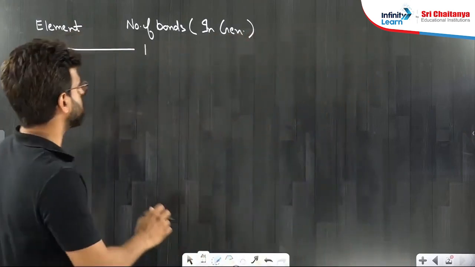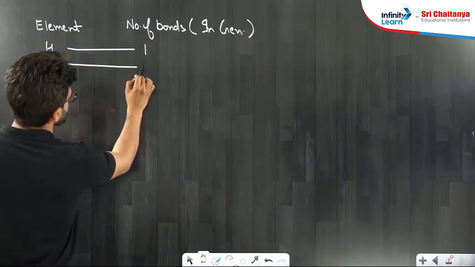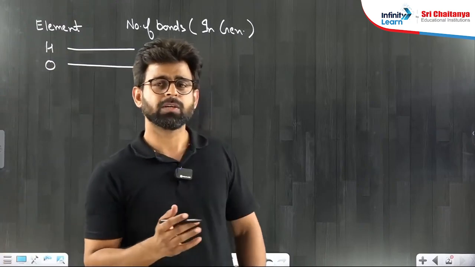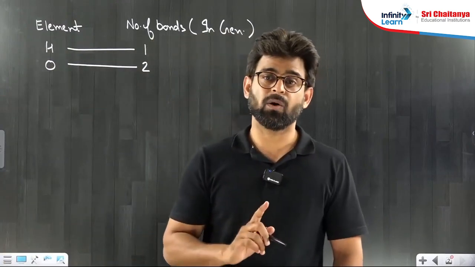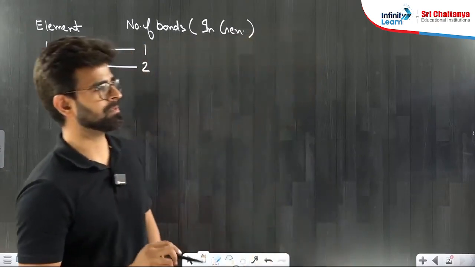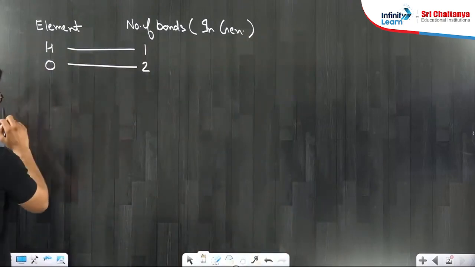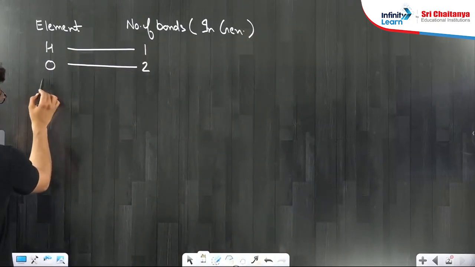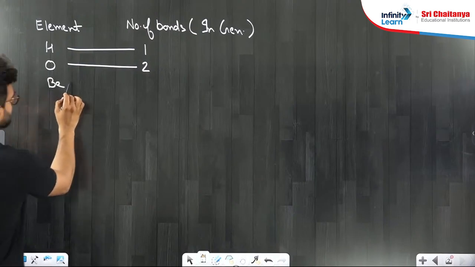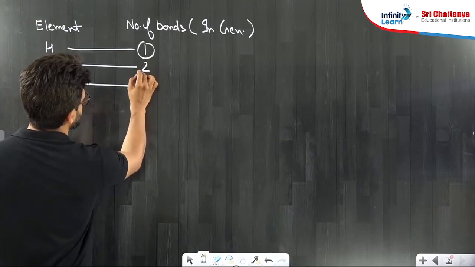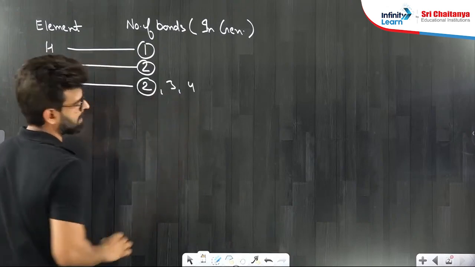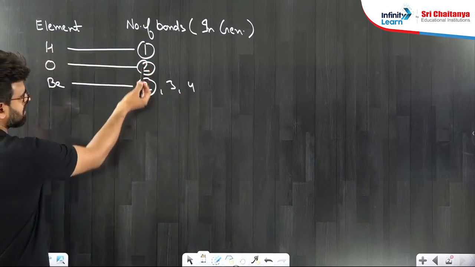If I come to oxygen, in general it makes how many bonds? Two bonds. In general, I am saying oxygen can make up to 4 bonds if it is the center atom, but in general it makes only 2 bonds. If we come to the second group element like beryllium, in general it makes 2 bonds, but sometimes 3 is possible, 4 is possible. But you have to remember what it makes in general.